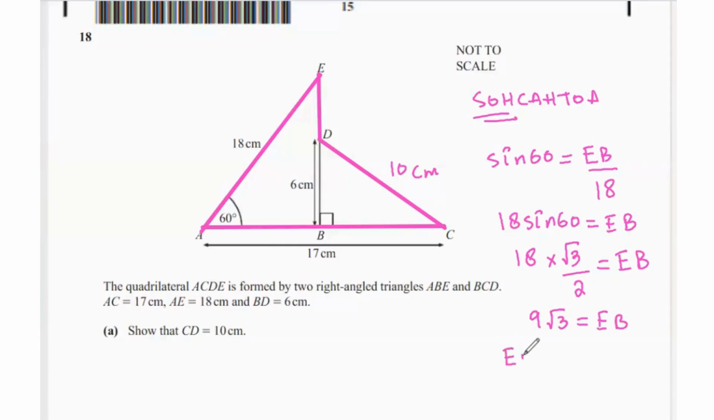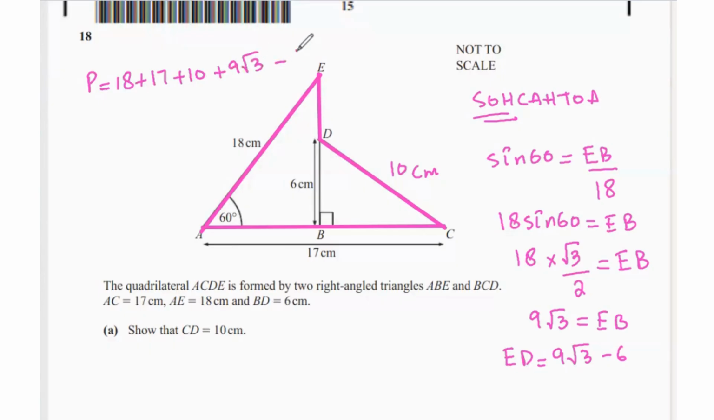So ED would be 9 root 3 minus 6 because 6 is DB. Now if you find the perimeter, it is going to be 18 plus 17 plus 10 plus 9 root 3 minus 6. So 18 plus 17 is going to be 35. 35 plus 10 is 45. 45 minus 6 plus 9 root 3. 45 minus 6 is 39. So 39 plus 9 root 3 is your perimeter.